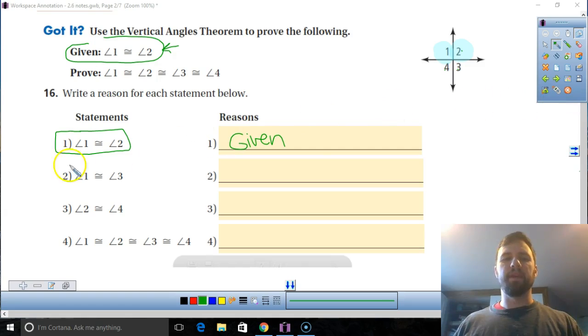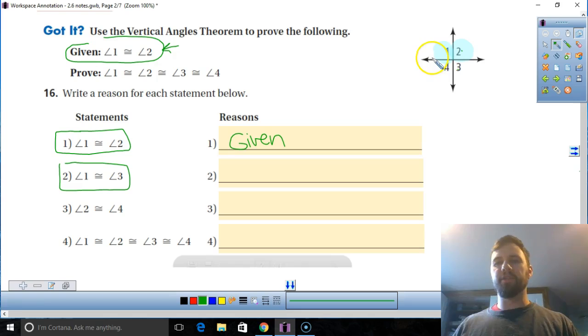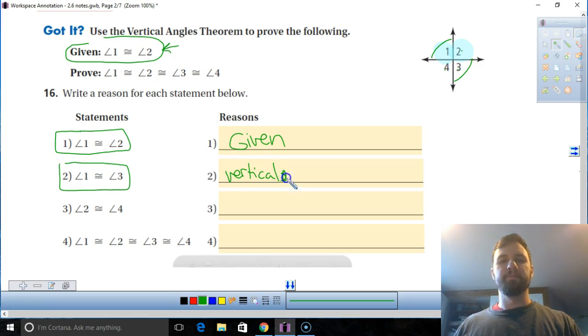Next one. Angle 1 is congruent to angle 3. So I go look at my picture. Here's angle 1. Here's angle 3. What type of angles are those that would show congruence? They're vertical, so you'd say vertical angles. Vertical angle theorem or vertical angles are congruent. And you can abbreviate like this with the symbols. I don't need you to write out the words every time.